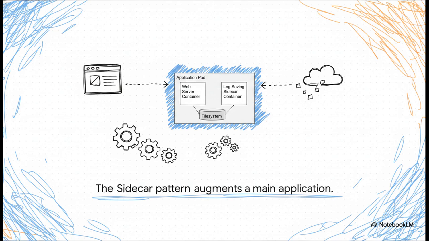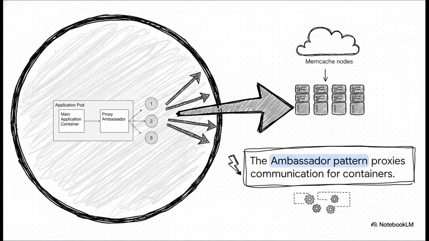By separating them, different teams can build them. Plus, if the log saver crashes, your web server doesn't go down with it. It's brilliant. Next up is the ambassador pattern, which essentially acts as a proxy.